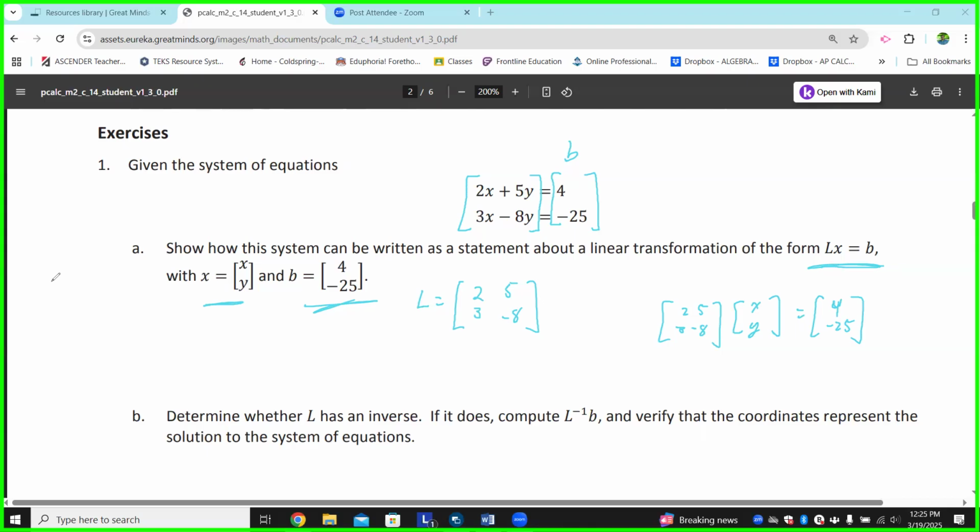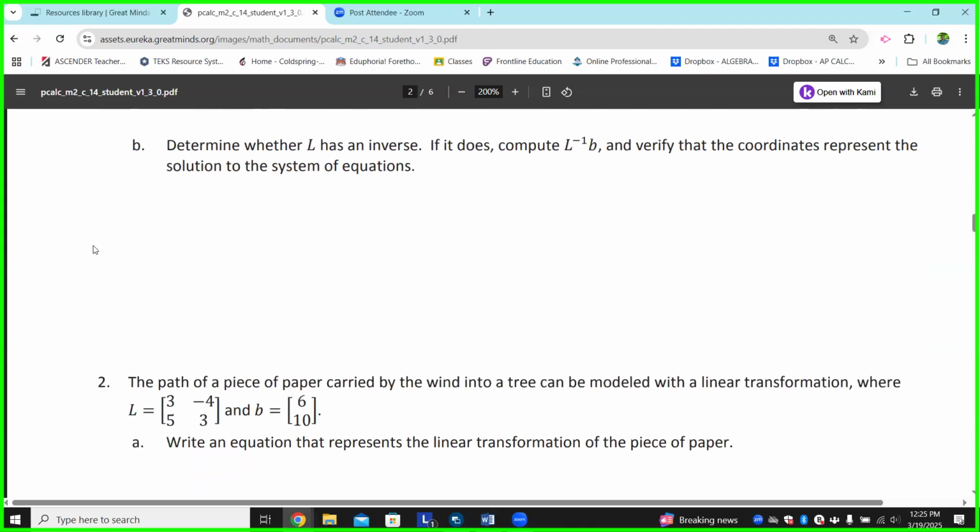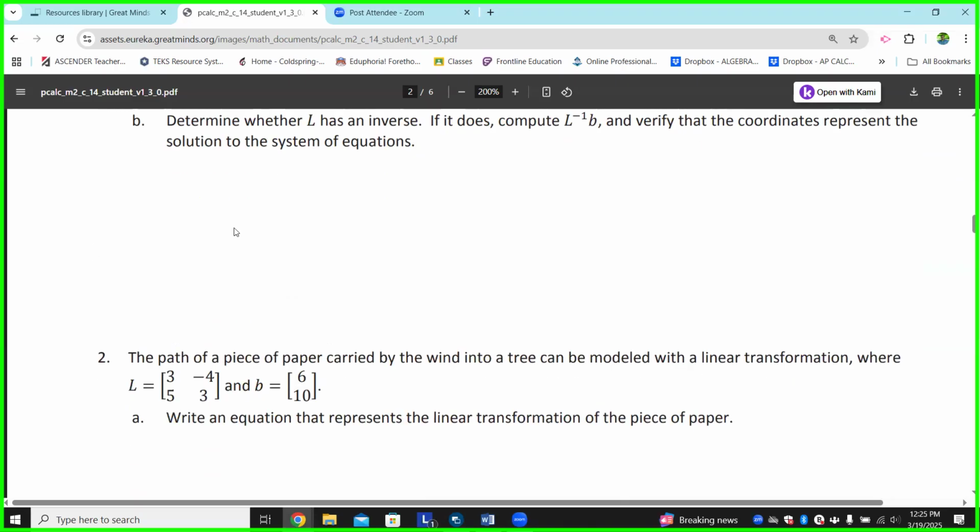I'm going to erase this. Y'all obviously have it already. This way I have more room. All right, so when I had my L, which was 2, 5, 3, -8, to determine if it has an inverse, I need to find its determinant. So here we go. So let's do a little side work here. This will be 2 times -8 minus 3 times 5.